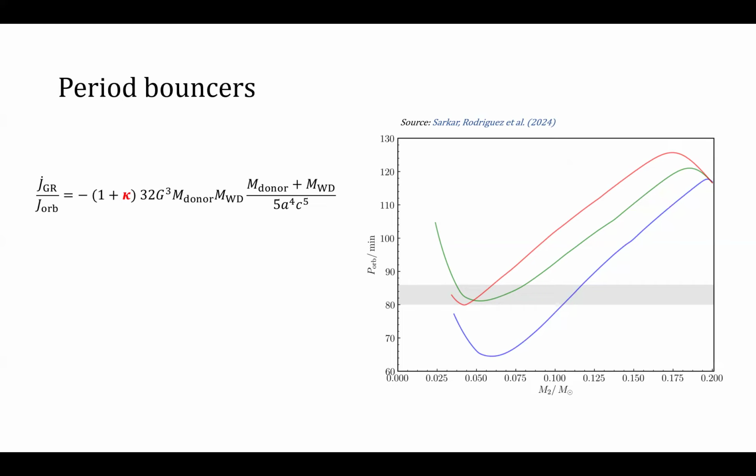So if you use a constant kappa, what we see is that the bounce happens here, and the system is very nicely detectable in this regime before it becomes undetectable here. So if a constant kappa were at play, we would clearly see systems here, which we don't.